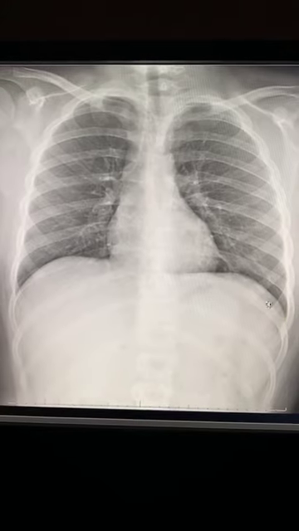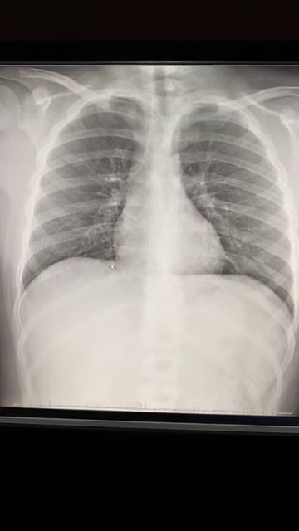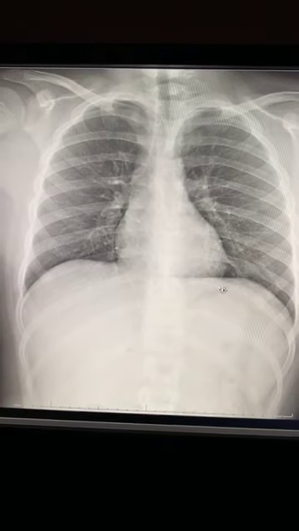So we talked about this angle right here, right? Costophrenic angles, nice and demarcated, nice and sharp, beautiful. What about this angle right here? This is the cardiophrenic angle, beautiful, it looks good. Cardiophrenic angle looks good, right? It's nice and sharp, everything looks good.